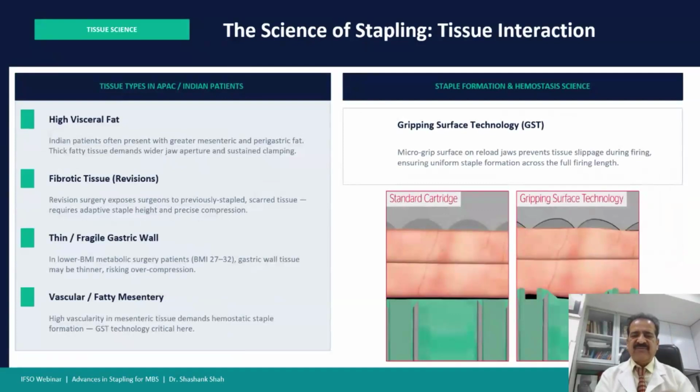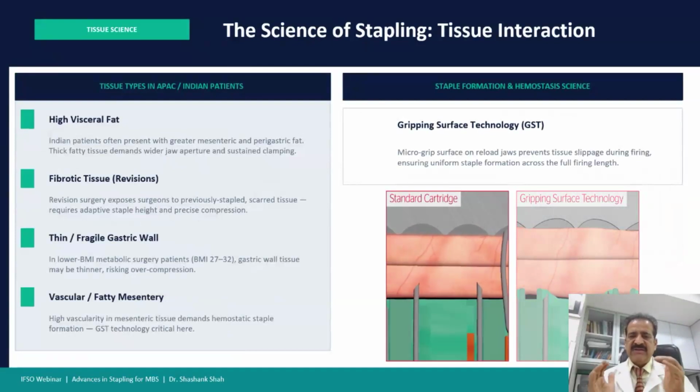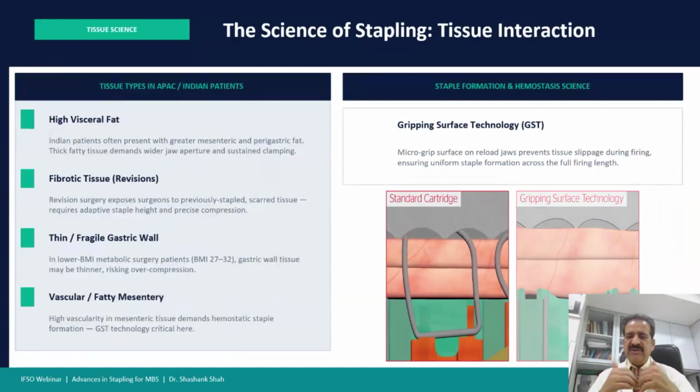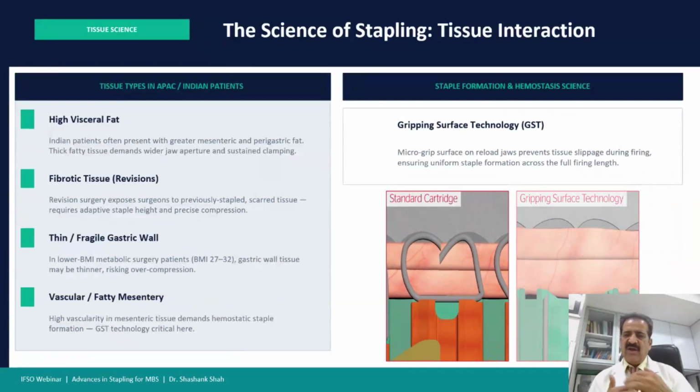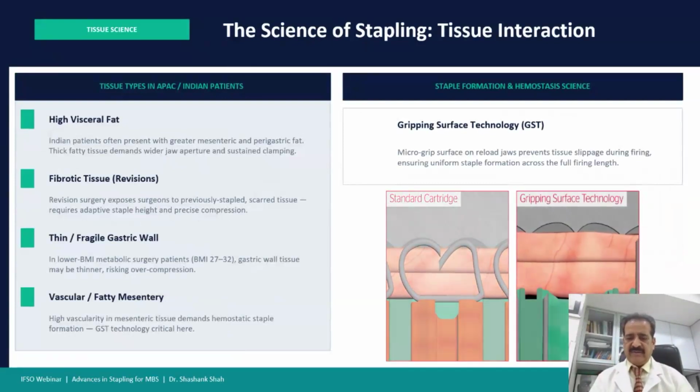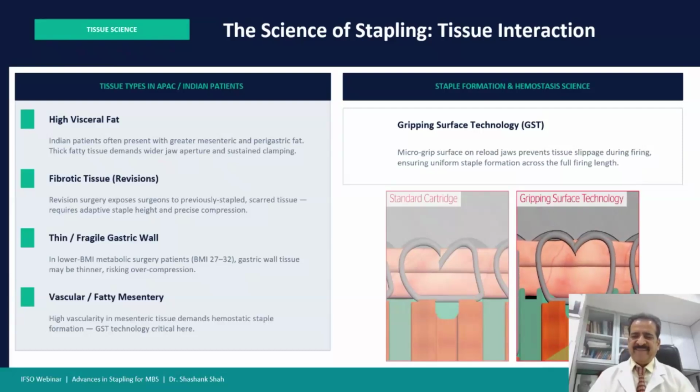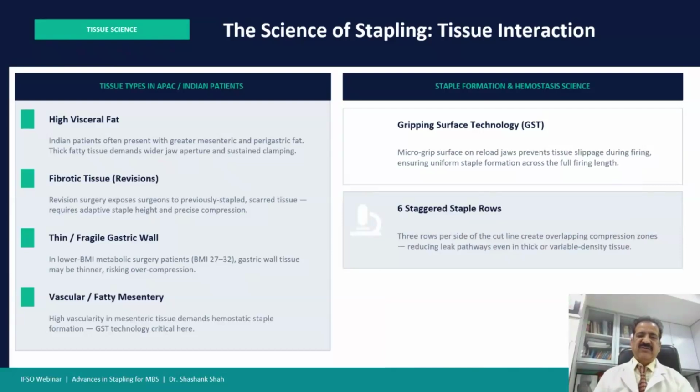Now, this is gripping surface technology. While I am showing you a video, you can see here as the B advances and then it is compressed, a uniform gripping surface on the anvil makes the formation much better. You can see here in the other slide. So this is gripping surface technology, a definite advantage.